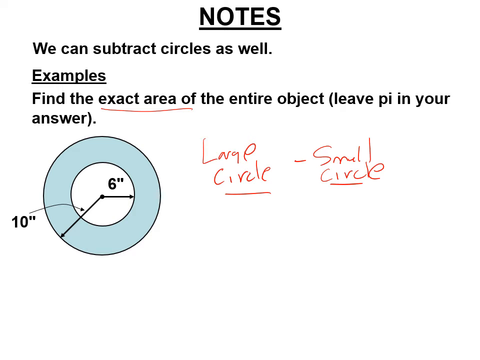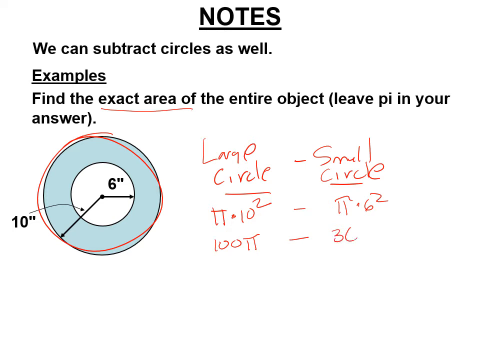So the large circle is pi, the radius of that is 10. The small circle has a radius of 6. So this is 100 pi minus 36 pi. Now, think about this. If you had 100x minus 36x, what would be the answer? You do the same thing. Pi's a letter. It's not a variable because we know its value. It's not varying, but it's 100 pi minus 36 pi.